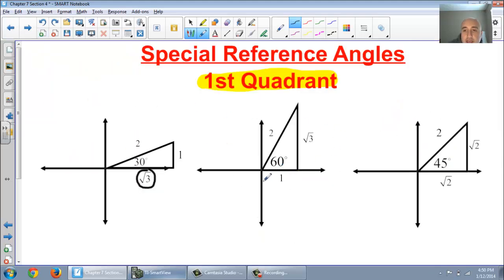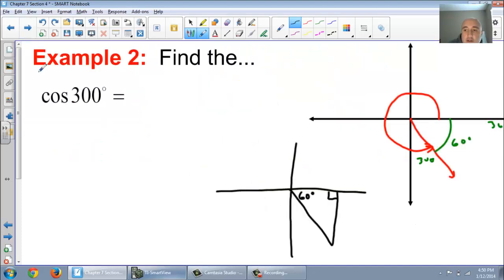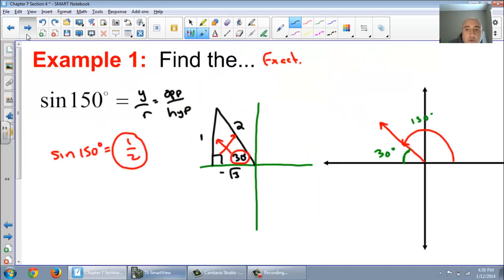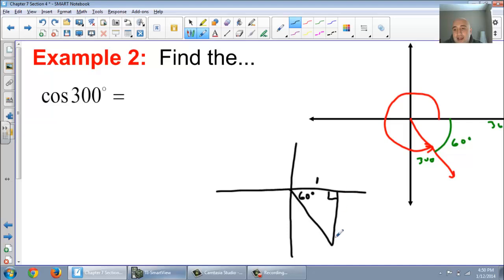All right, so 60 degrees. My x value was 1, and we went to the right. So here, we're still going to the right, so my x value is still 1. My y value is square root of 3, but we went up. So what do we have to do on this one? Now we are going down, so it's a negative square root of 3. And the hypotenuse is always 2, so that doesn't change.